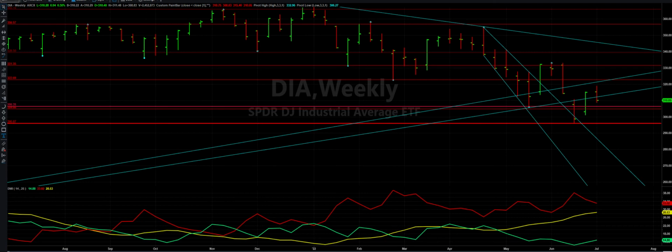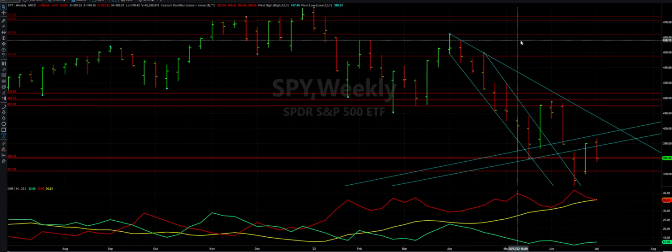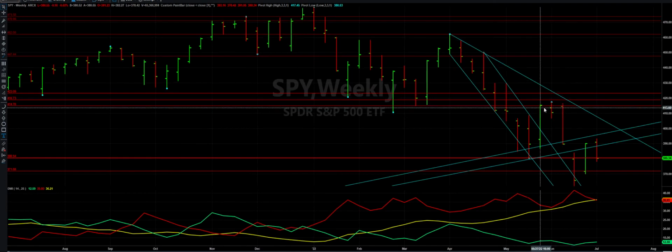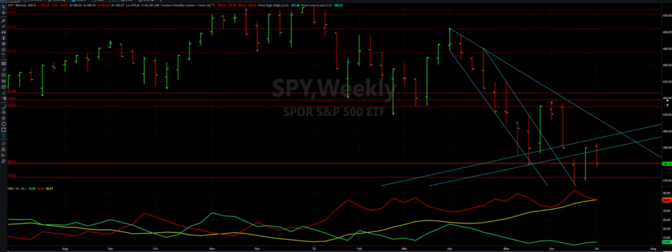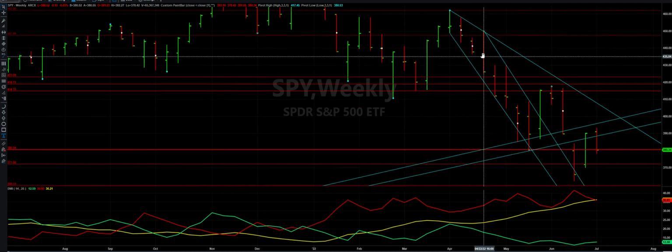Let's look at the SPY real quick. Okay, that was the DIA, so now let's look at the SPY. Look, we spoke about this a few minutes ago. We're at a key level on the SPY.